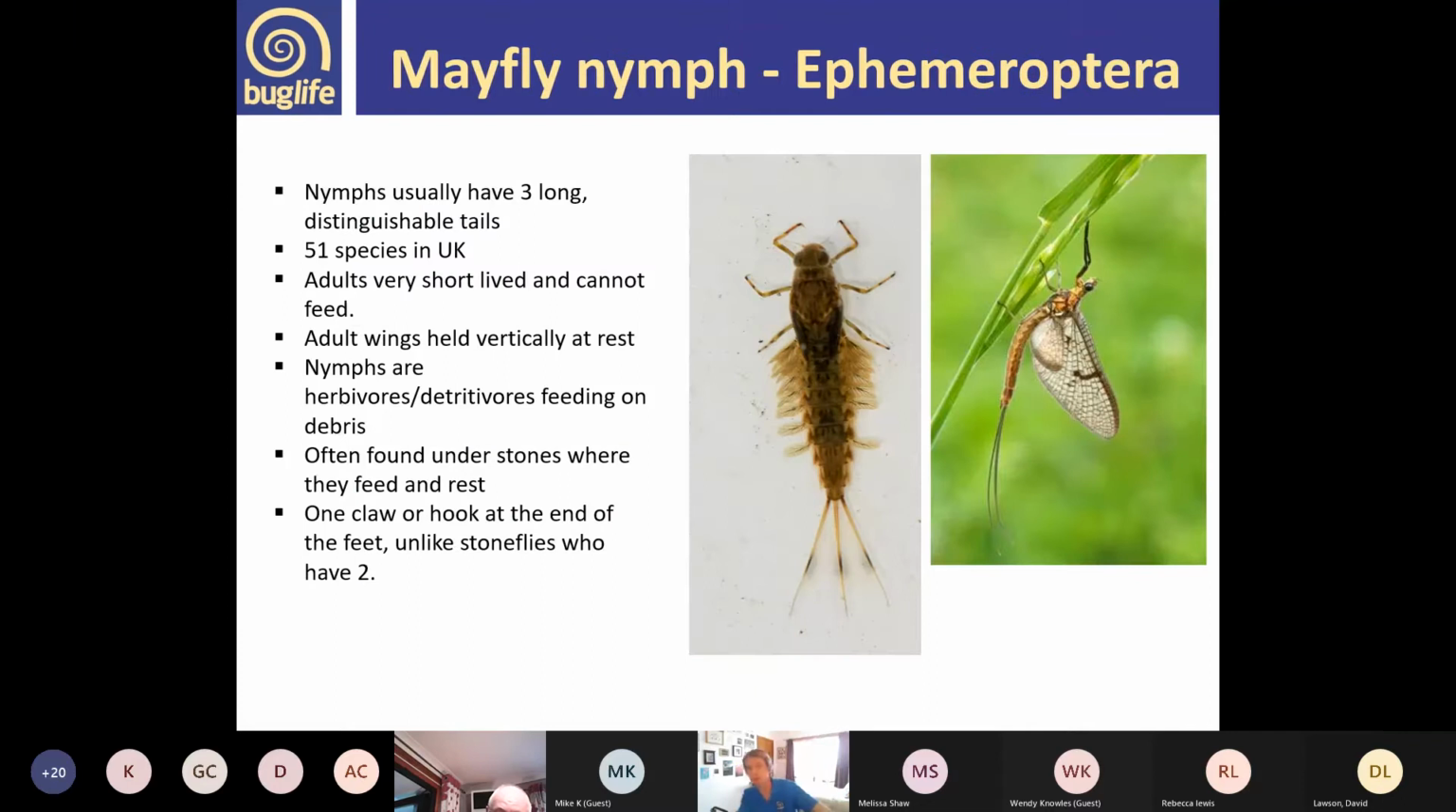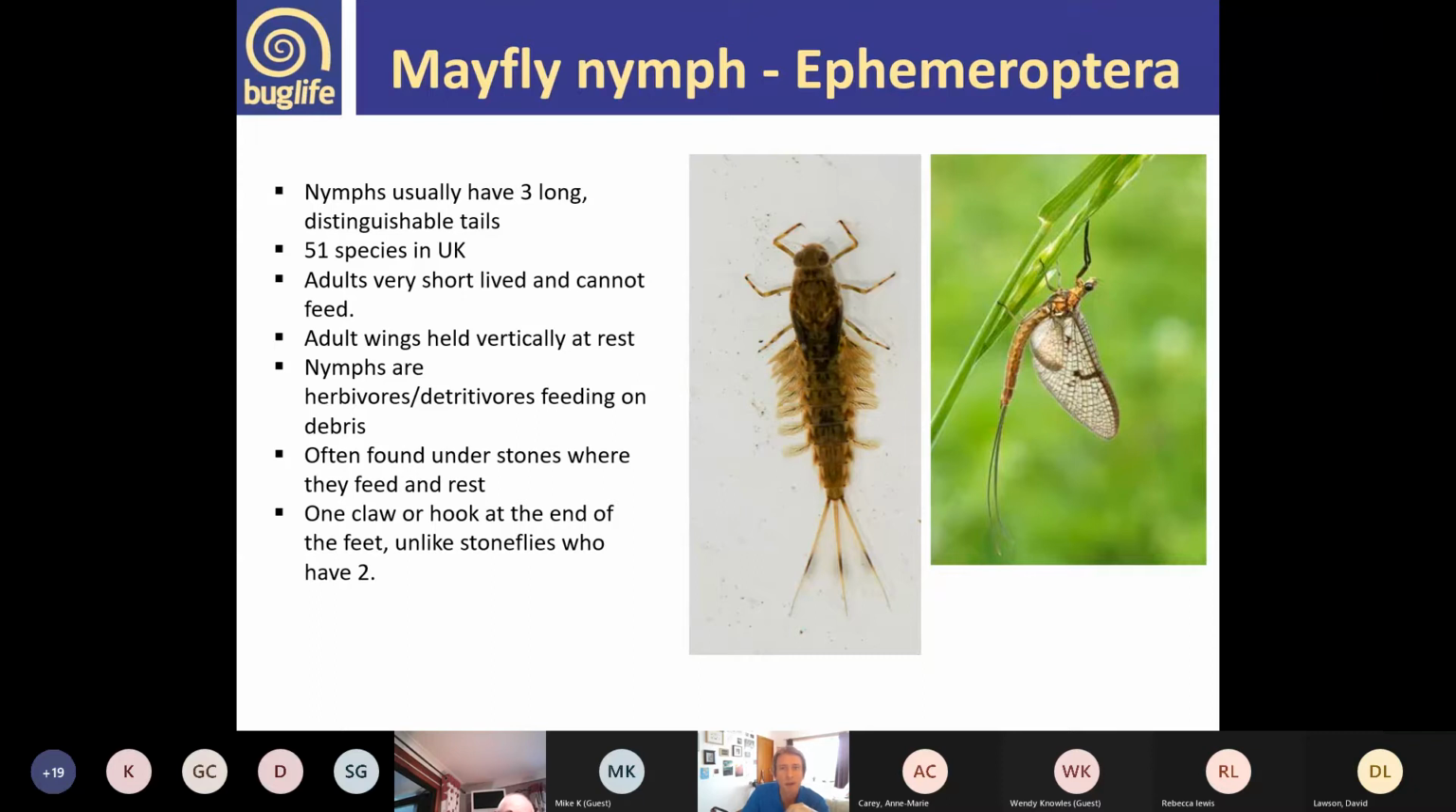Moving on to mayfly nymphs, also loosely resembling the adults, but with undeveloped wings. Nymphs are distinguished with three thread-like tails, very long, thin tails, as you'll notice in these pictures here on the slide. Only one hook is present on the feet instead of two hooks, like in the case of the stonefly nymph. You can just about make out the one hook in the picture on the left-hand side there.